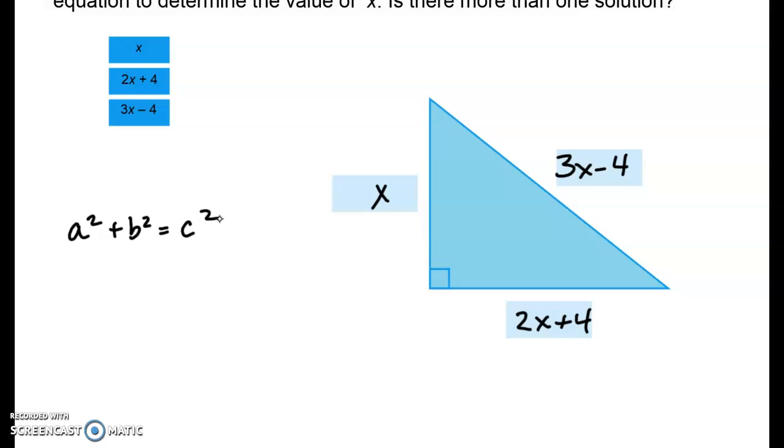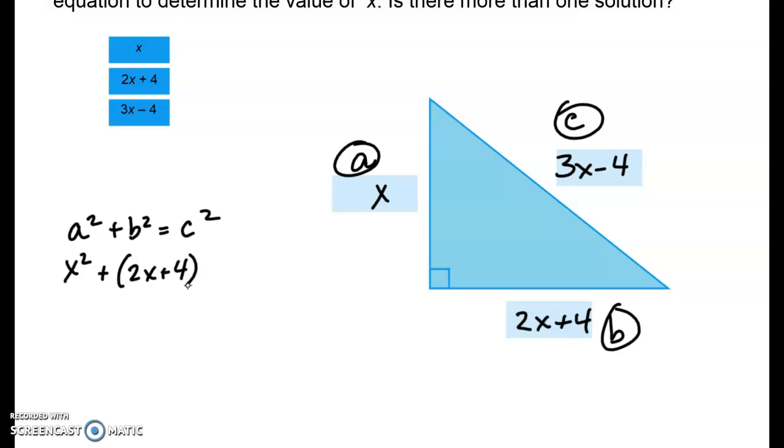Okay, so let's plug this in. A is one of the sides, so let's call this side A, and this side B, and then the hypotenuse is always C. So let's plug those into the equation. We will have x squared plus B, which is (2x plus 4) squared, equals C, (3x minus 4) squared.